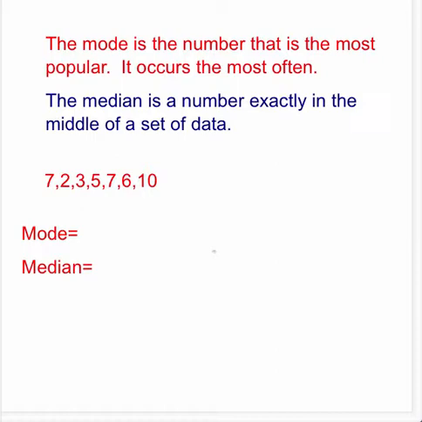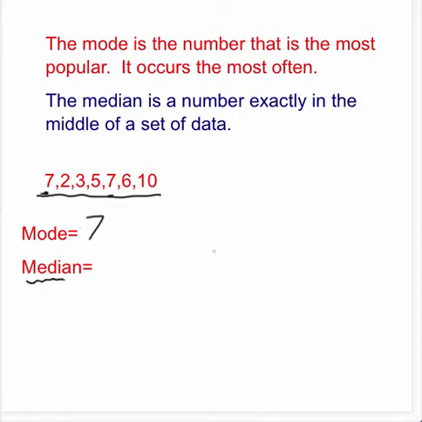The mode is the number that is the most popular. It occurs the most often. The median is a number exactly in the middle of a set of data. The data here is not shown in a tally chart or a bar graph. It is simply a list of numbers. If I want to find the mode, I'm looking for the number that shows up more than one time. On this list of numbers, we have a 7 here and another 7 right there. 7 has showed up twice on my list, making it the number that occurs the most often. I'm going to go ahead and write down 7 for my mode.